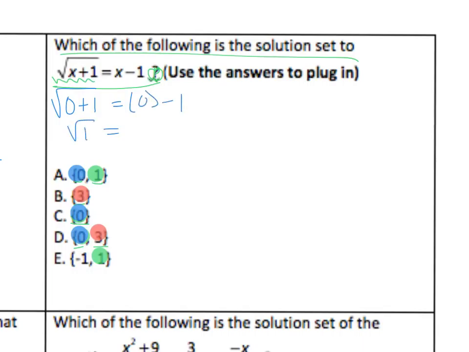The square root of 1 is 1, but 1 does not equal negative 1. That means I can cross off A, C, and D. I'm already down to 2 choices. I've done very little math.